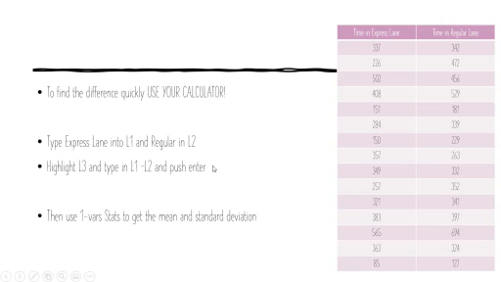You're going to arrow over and highlight L3. So not just on L3, you're going to arrow up so that L3 should be dark around it. And you are going to type L1, second 1, minus L2, second 2, and then push enter. And when you push enter, it should get all those scores for you. So all those subtractions. And then you use your 1-Var Stats, change your list to L3 instead of L1, frequency still 1 or 0, whatever you want to put, or blank.